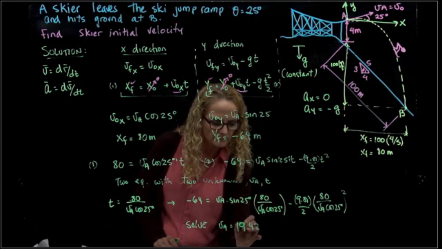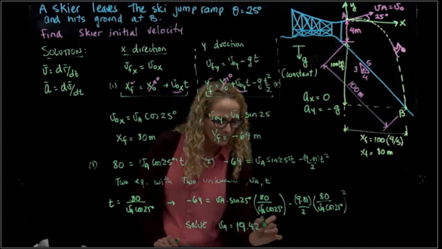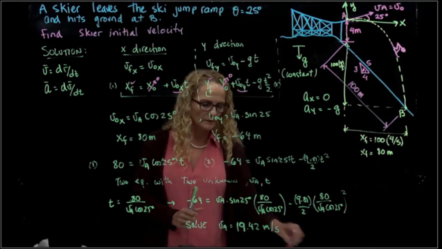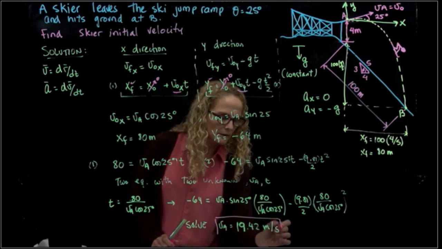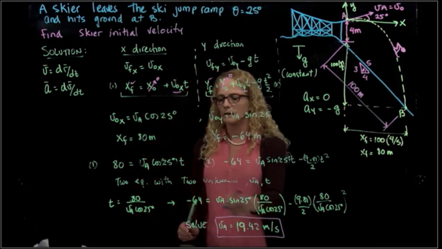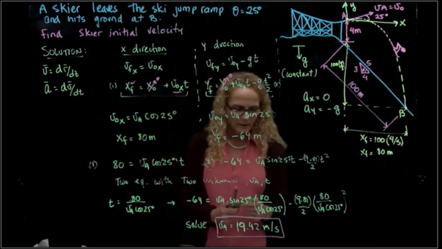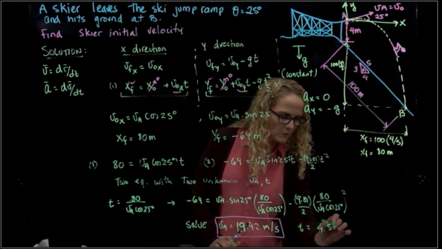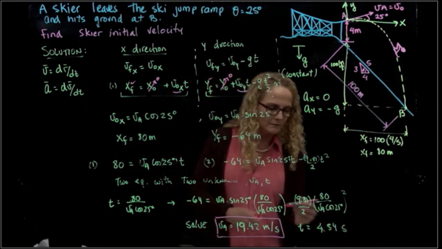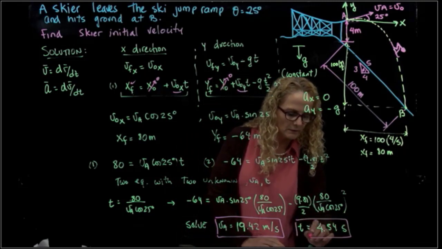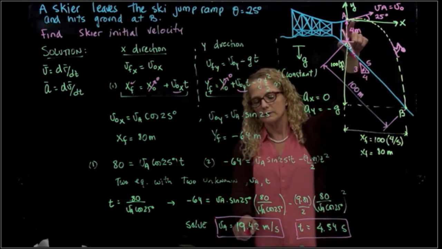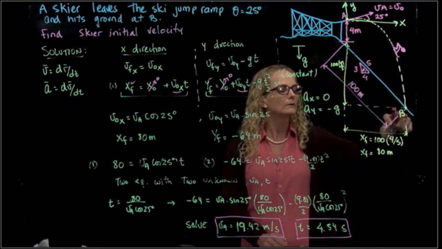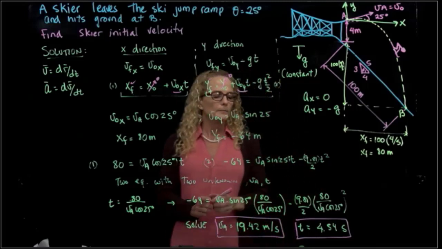and I get the result of 19.42 meters over second. This is the result that I was asked to find, and if I plug that into here and find the time, I find that the time is equal to 4.54 seconds. So that means that this skier jumped the ramp with a velocity of 19.40 meters over second and hit the ground 4.54 seconds later.